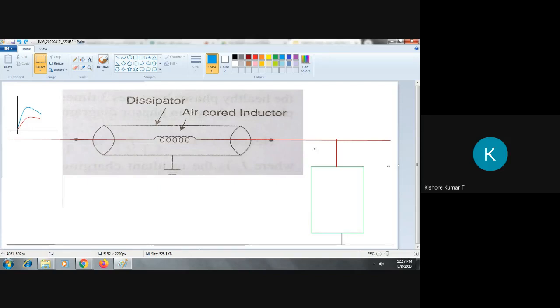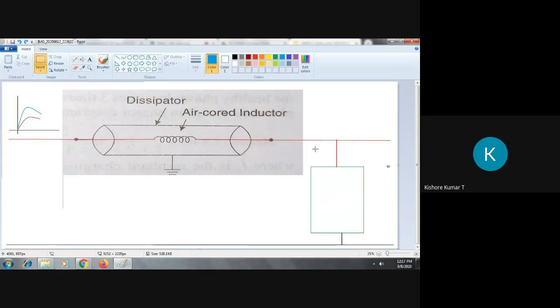Now, if you use the same transformer with the same impulse insulation level in a substation where the operating voltage is 110 kV, what will happen? The transformer will get damaged. That means you have to increase the insulation level of the transformer corresponding to the operating voltage of the line.